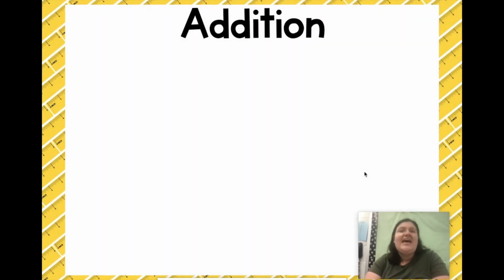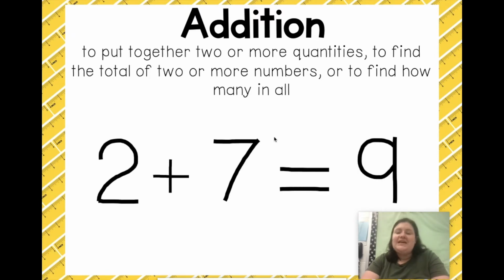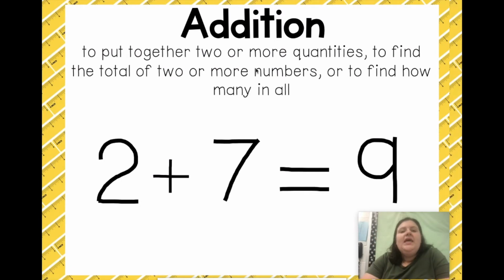Well, what is adding? When we add something, we're putting 2 or more numbers together to find out how many there are in all. For example, 2 plus 7 equals 9. So if I had 2 hands held up and then I held up 7 more hands, then that means I would have a total of 9 hands being held up.